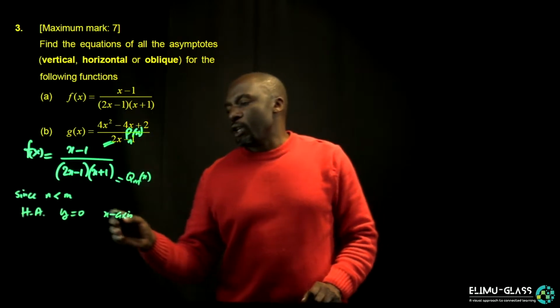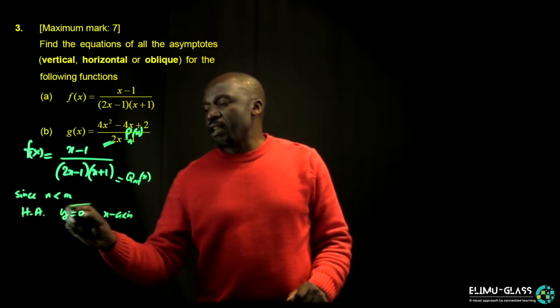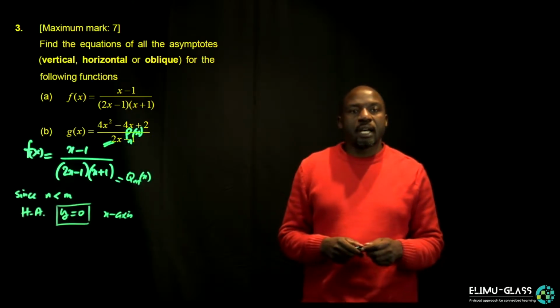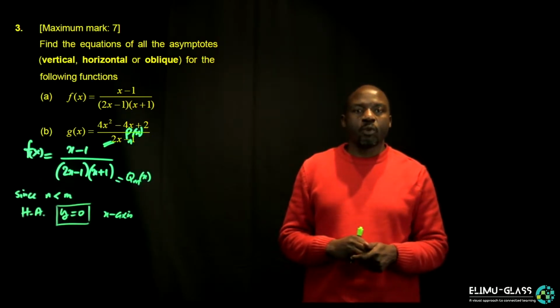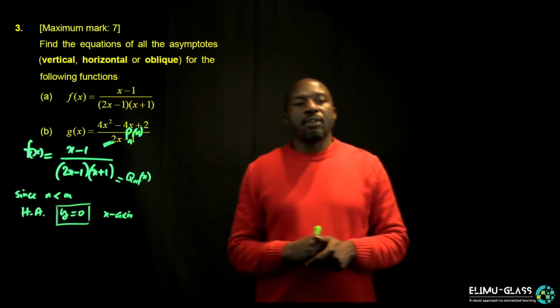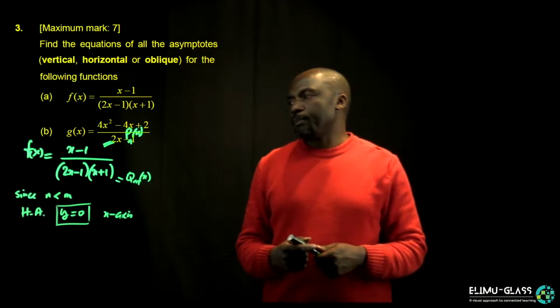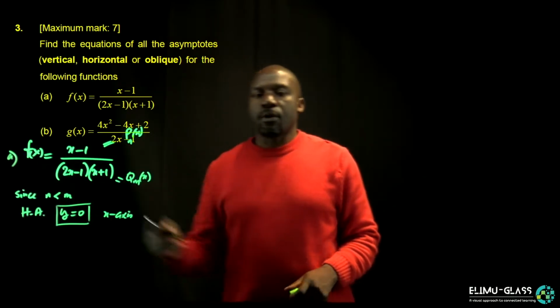Usually we will be asked to write down the equation of the asymptote. So when you're asked to determine the asymptotes, usually you write down the equation, and as it says here, write down the equation of the asymptote. So this has to be the line y equals 0. Okay, this is part A of the problem.